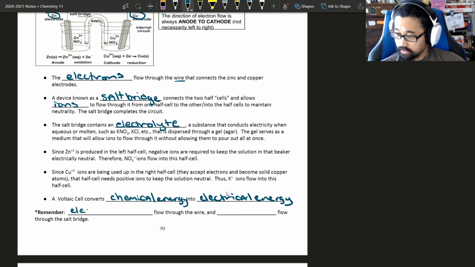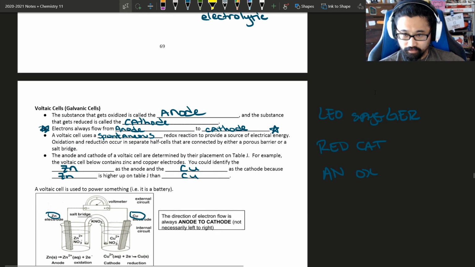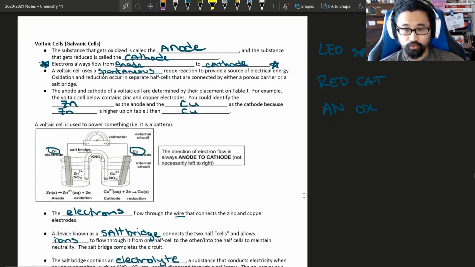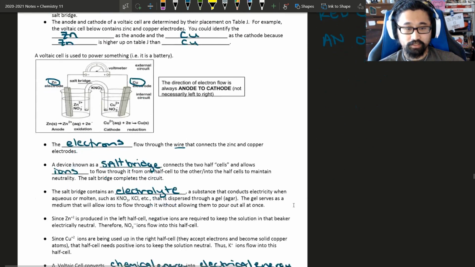Remember that electrons flow through the wire, ions flow through the salt bridge. Alright? If you remember nothing else, it's Leo says grr. Leo is a red cat that's friends with an ox. The reason red cat and an ox are important: reduction at the cathode. At the anode, it's oxidation.